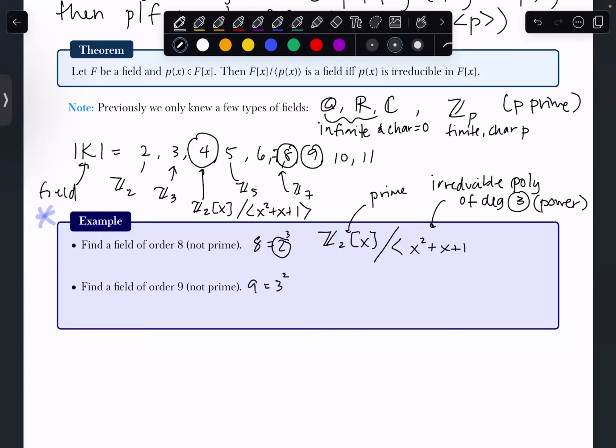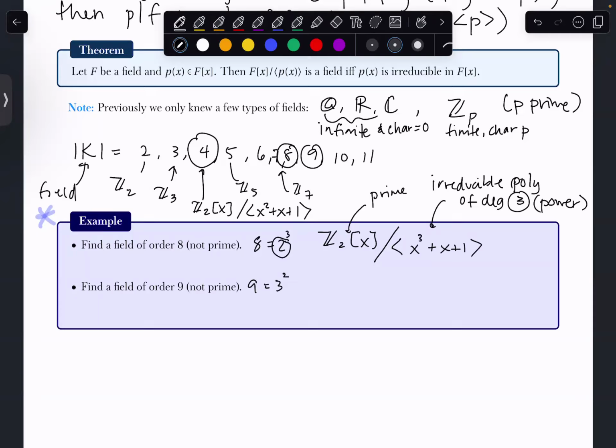Did you say this? To 3rd? Oh, yes, degree 3. Do we have a squared in there? Okay, let's check. This is really easy to check because it's degree 3, right? Degree 3 or 2 with coefficients from a field, you just plug in all the elements. If there's no roots, then you know it's irreducible.